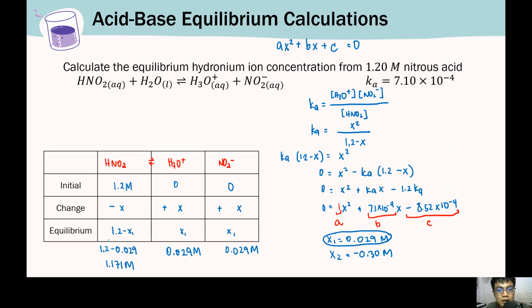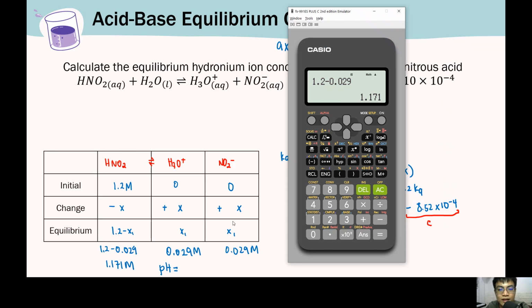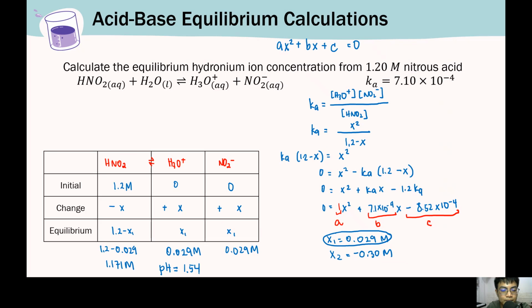Kapag kinukuha naman yung pH, okay, so let's say you are asked to get the pH, ito yung gagamitin nyo na concentration. Okay? So that is if hinahanap yung pH. Let me just provide it na para alam niyo yung mga gagawin. Just get the negative log of that number. So it's 1.54. Okay, that is if kailangan yung pH.